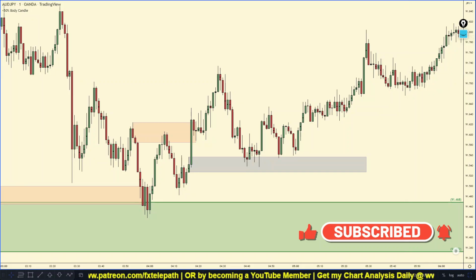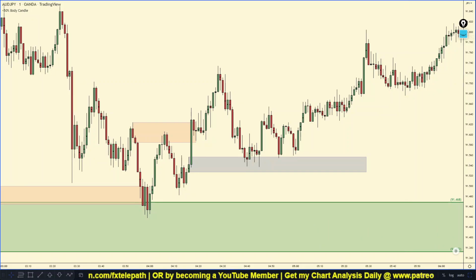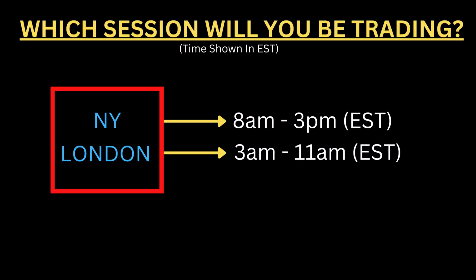So the next thing we need to do is decide which session we will be trading. I don't really personally day trade, but if I was, based on my schedule and where I'm located in the world in Canada, I would most likely be day trading the New York session, which is from 8 a.m. to about 3 p.m. Eastern time.